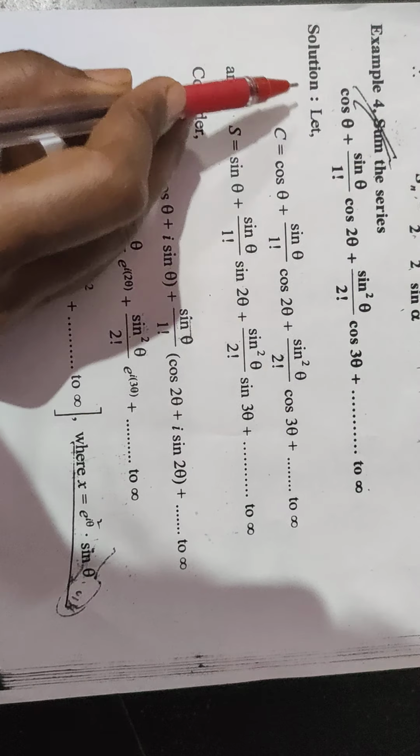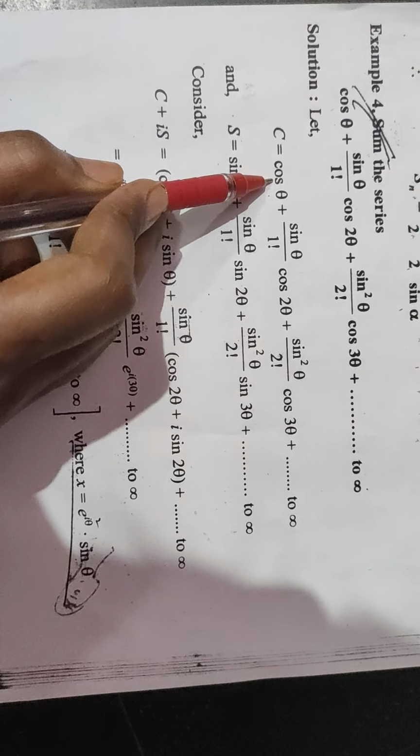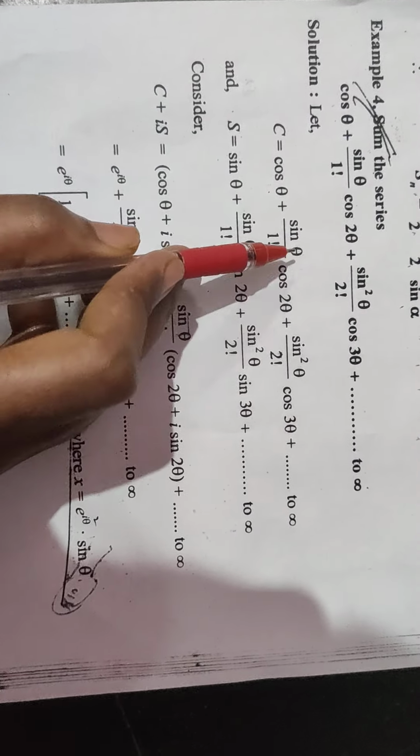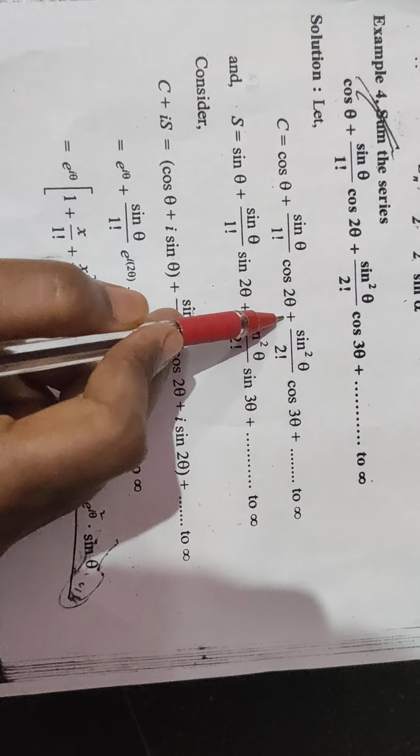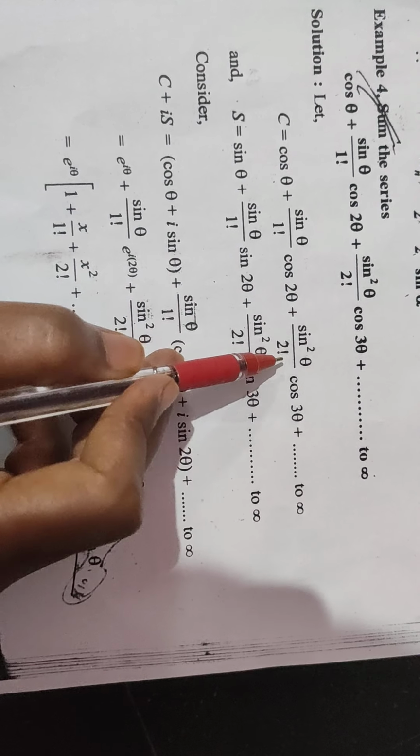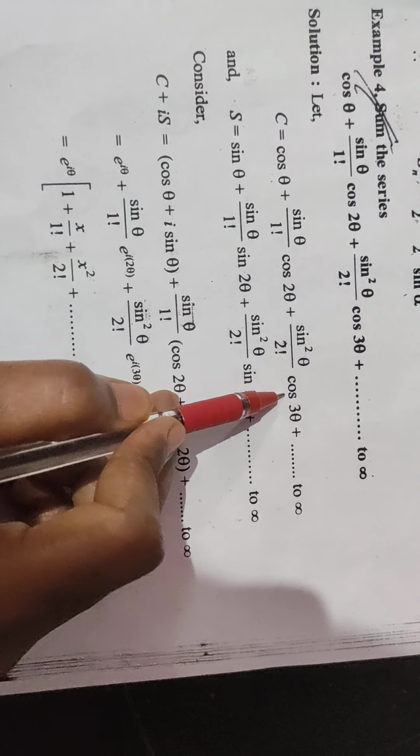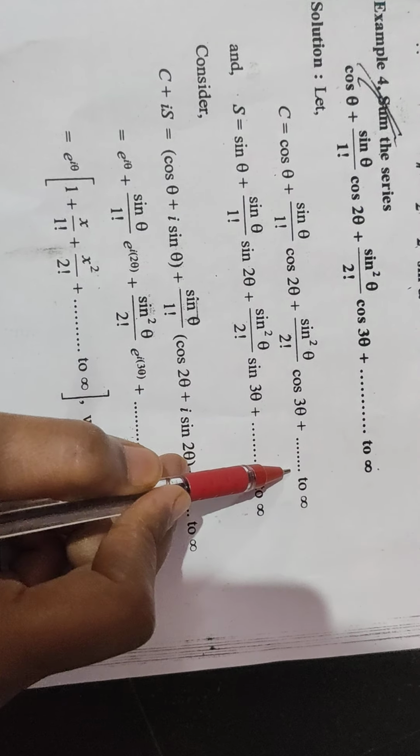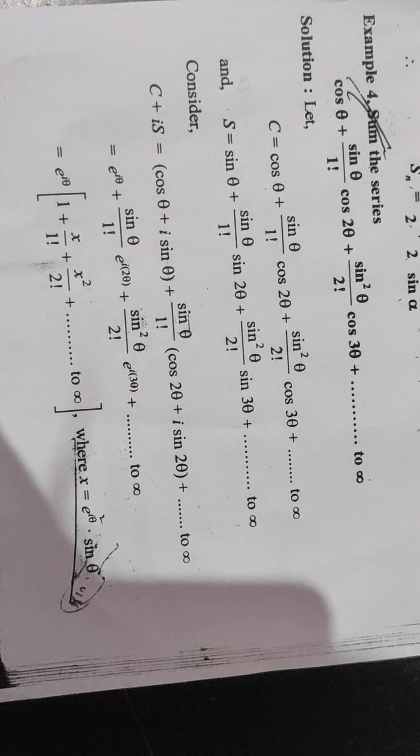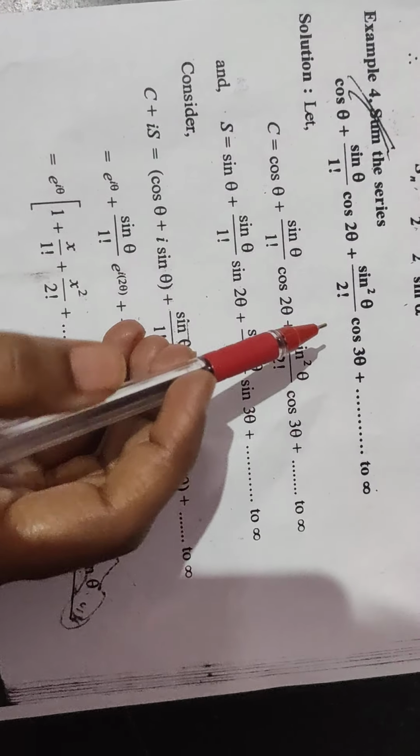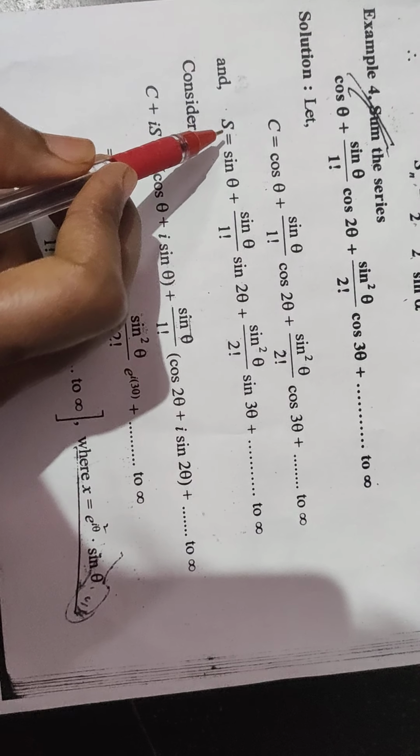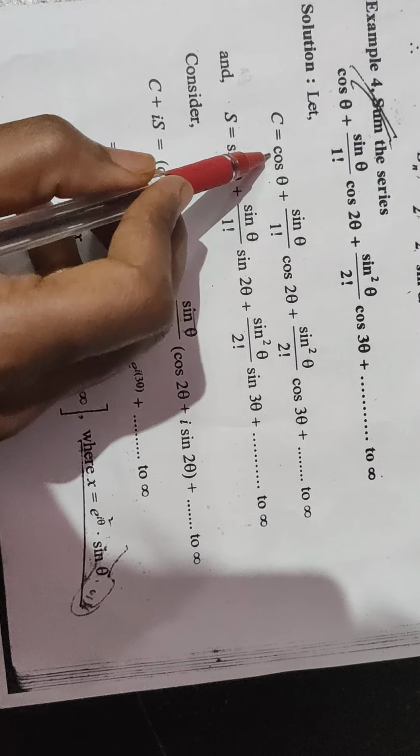So solution, let capital C is equal to cos theta plus sin theta by 1 factorial into cos 2 theta plus sin square theta divided by 2 factorial into cos 3 theta plus so on up to infinity. Here we have to sum up to infinity. So now consider capital S. This is in cos series.